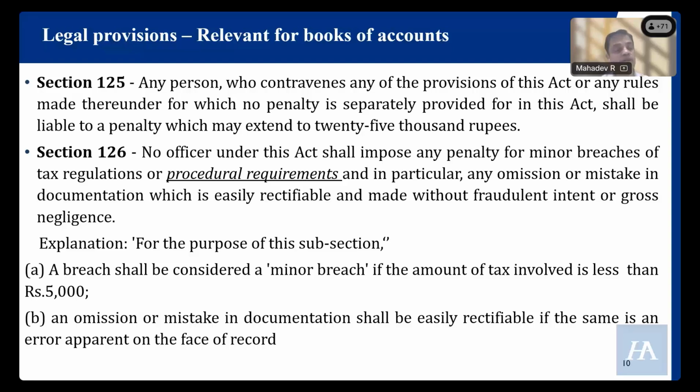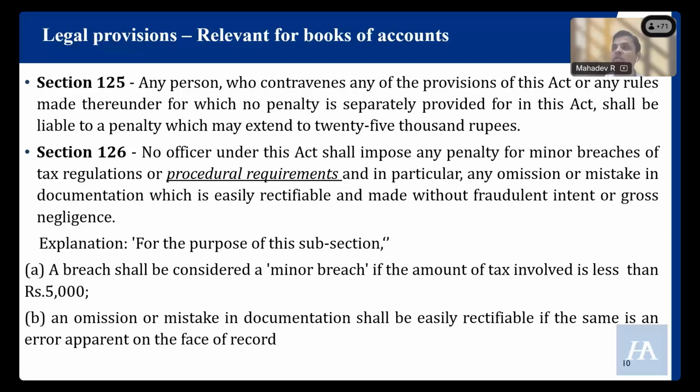And remember, this 50,000 can be for each mistake. Say refund voucher you have not raised, 50,000 penalty. Payment voucher you have not raised, 50,000 penalty. Self invoice not raised, 50,000 penalty. The total can be up to 1,50,000.